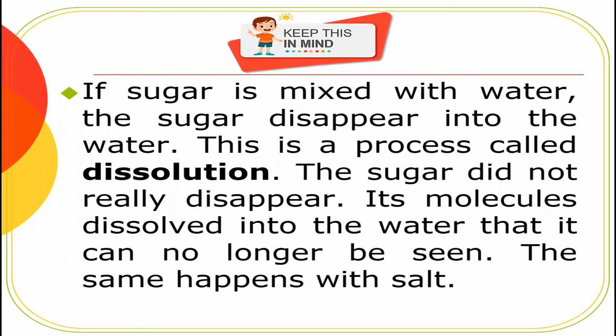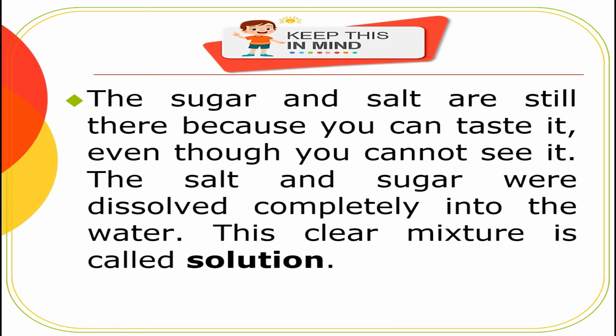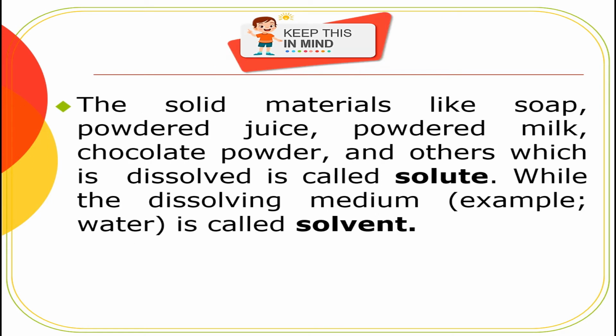The same happens with salt. The sugar and salt are still there because you can taste them, even though you cannot see them. The salt and sugar were dissolved completely into the water. This clear mixture is called a solution. The solid materials like soap, powdered juice, powdered milk, chocolate powder, and others which are dissolved are called solutes, while the dissolving medium, for example water, is called the solvent.